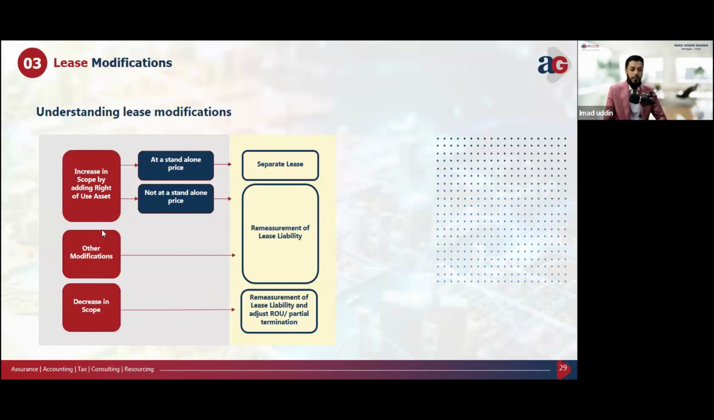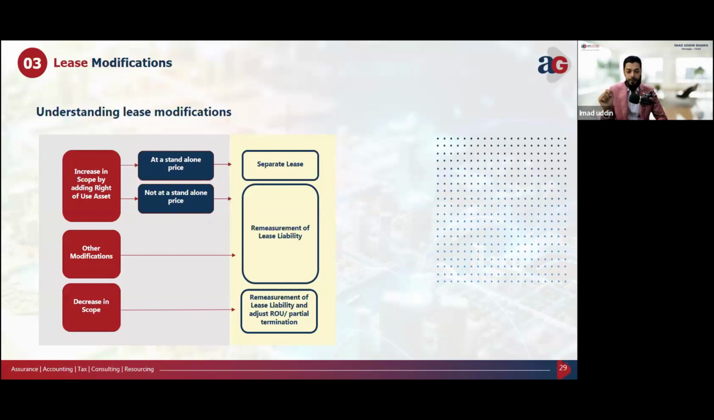If this increase in scope is not at a standalone selling price, then we would have the remeasurement of the lease liability. For example, the lease payment increased from 100 to 120. So we have to discount it again based on the new discount rate to come up with the new lease liability estimate.